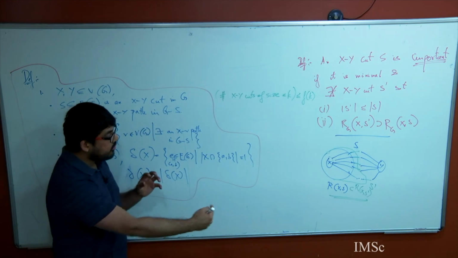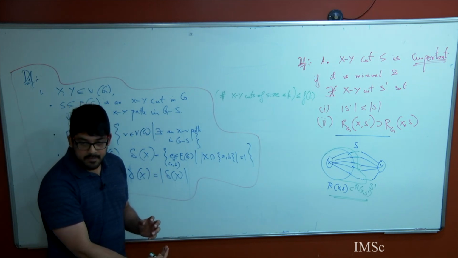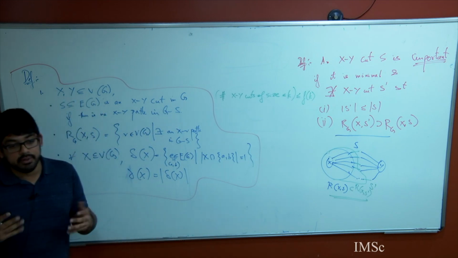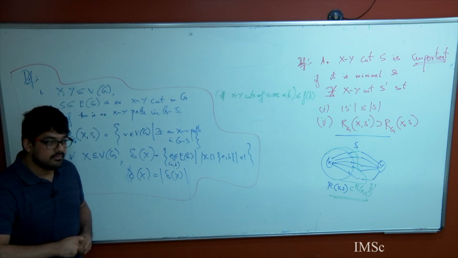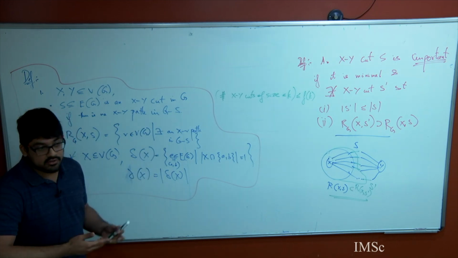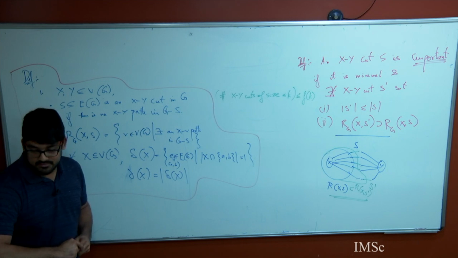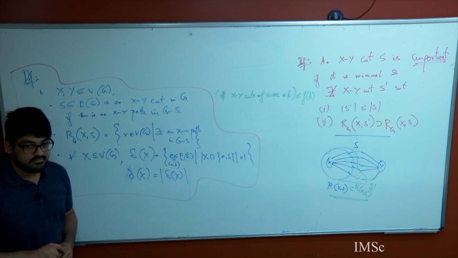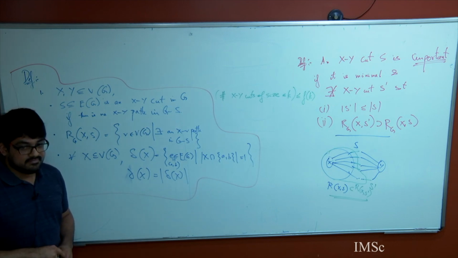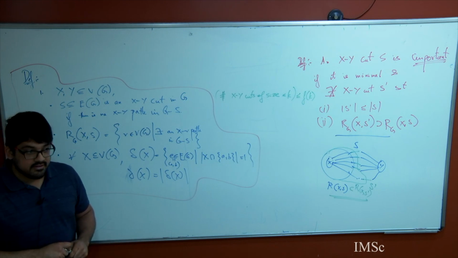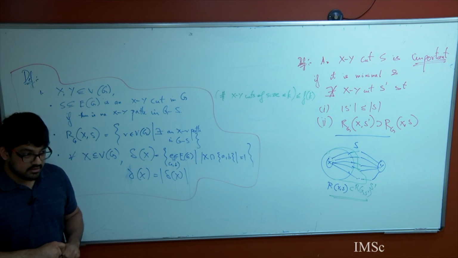Yeah, so I'm only focusing on XY cuts of size at most K, and my question is: is the number of such cuts bounded by some big function of K? Basically, could it be independent of n, the size of the graph? Any thoughts? Sorry? If you have a clique. Oh, okay.